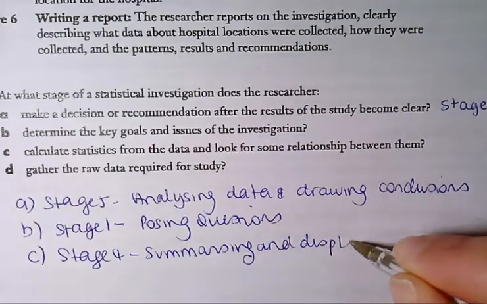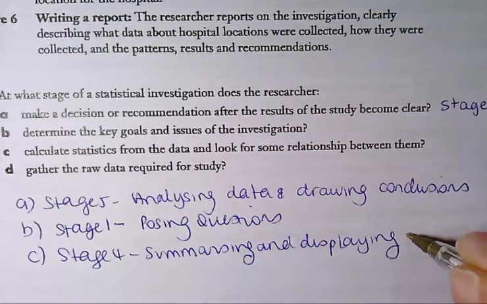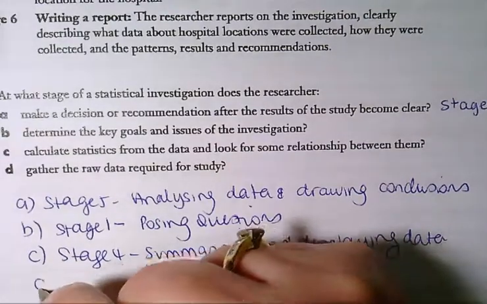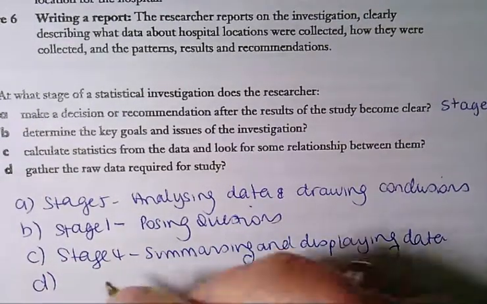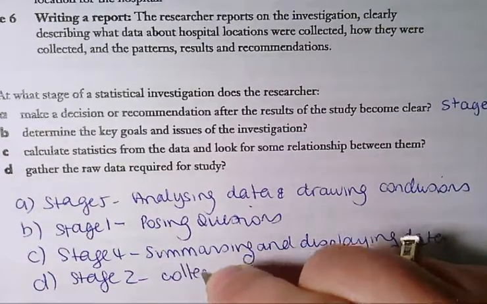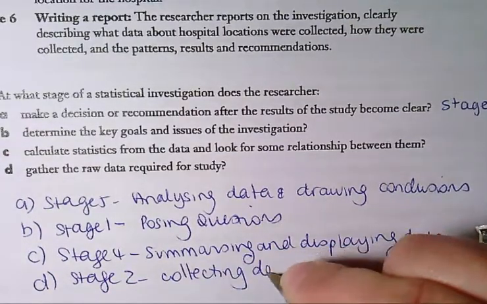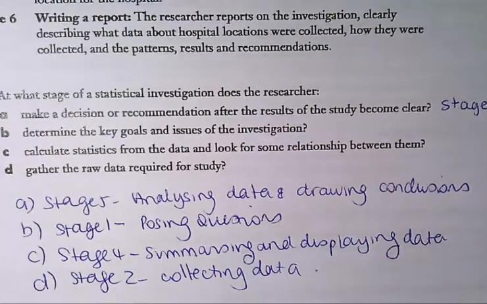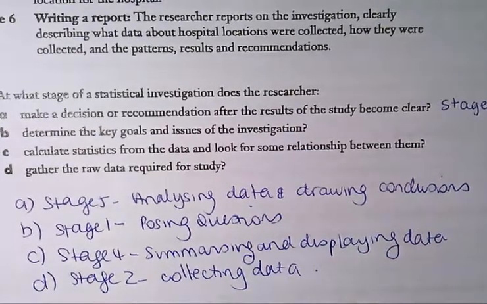And the last question, gather raw data. So these are pretty straightforward. Gather raw data required. Obviously, this is in stage 2, collecting your data. So you really need to know the 6 stages. You need to know them in order, and you need to know what's involved in each stage.